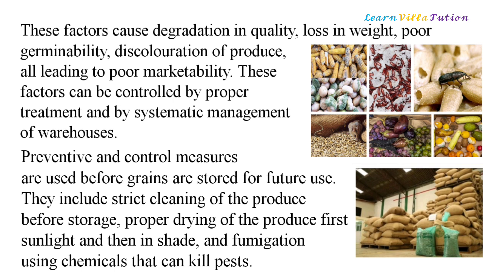Preventive and control measures are used before grains are stored for future use. They include strict cleaning of the produce before storage, proper drying of the produce first in sunlight and then in shade, and fumigation using chemicals that can kill pests.